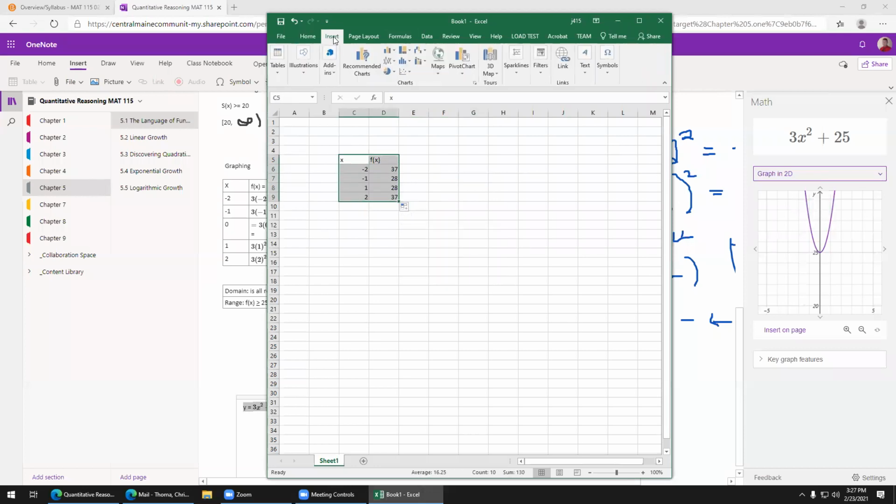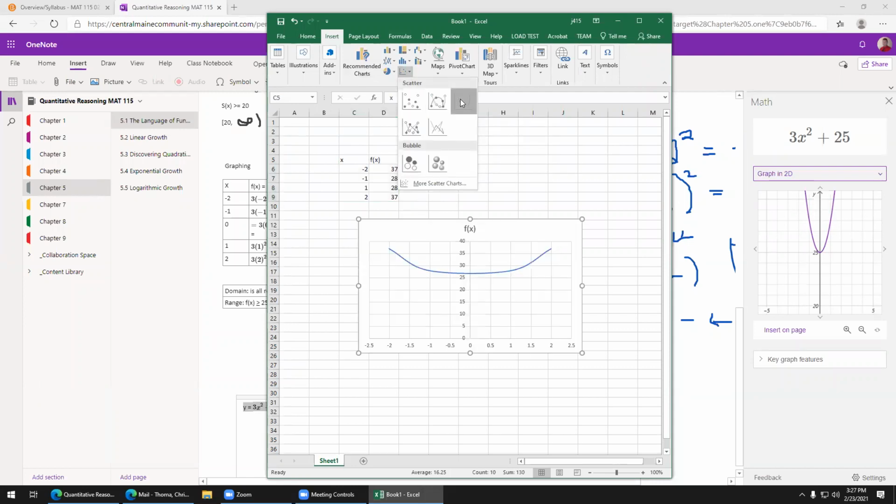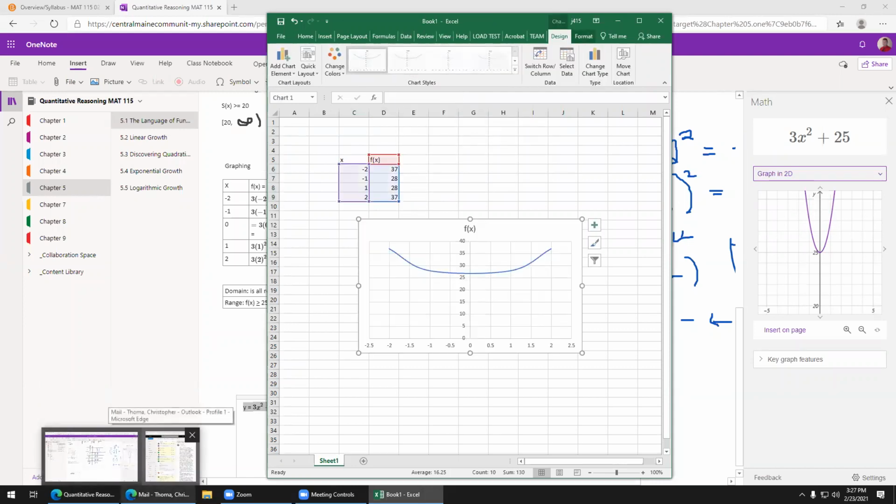I can click insert, and then I can click a line chart, and it also creates it for me. Now, the reason these two charts look so different is my scale. My scale in OneNote is from 0 to -5, and my scale here in Excel went 0 to -2.5.